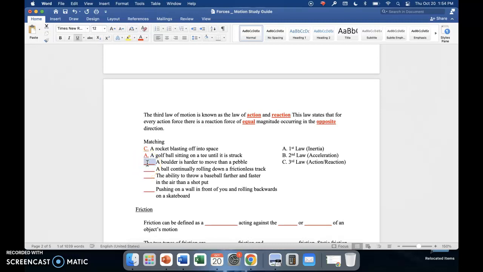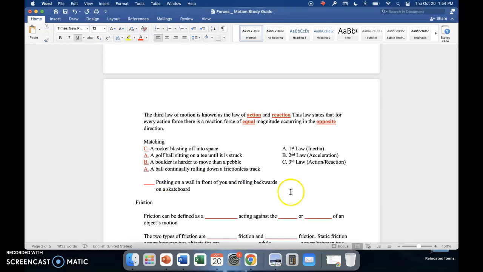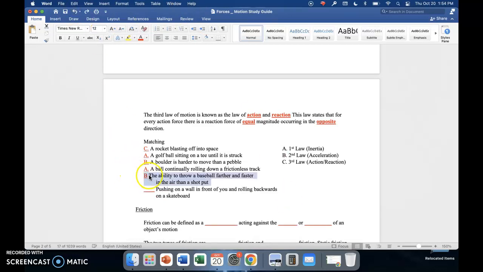That boulder is harder to move because it has more mass. That's our second law. A ball continuing around a frictionless track will not change its motion unless acted on by an outside force. That's the first law. The ability to throw a baseball farther and faster in the air than a shot put is because there is less mass. Again, that is our second law of motion. I messed up somewhere here, so let me fix that. Sorry about that.